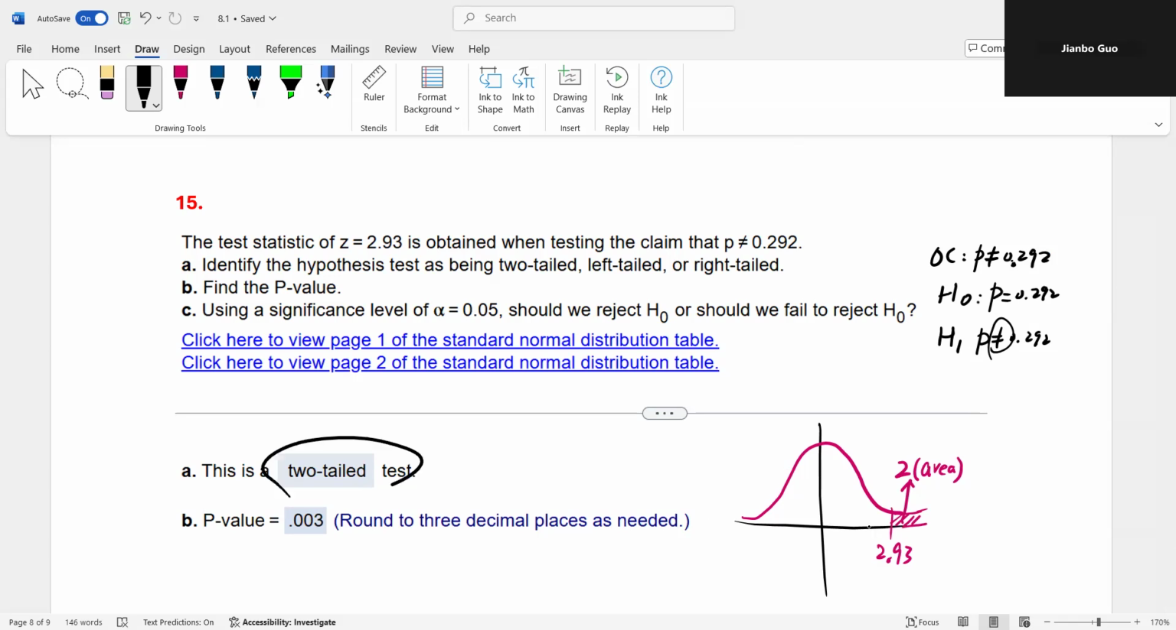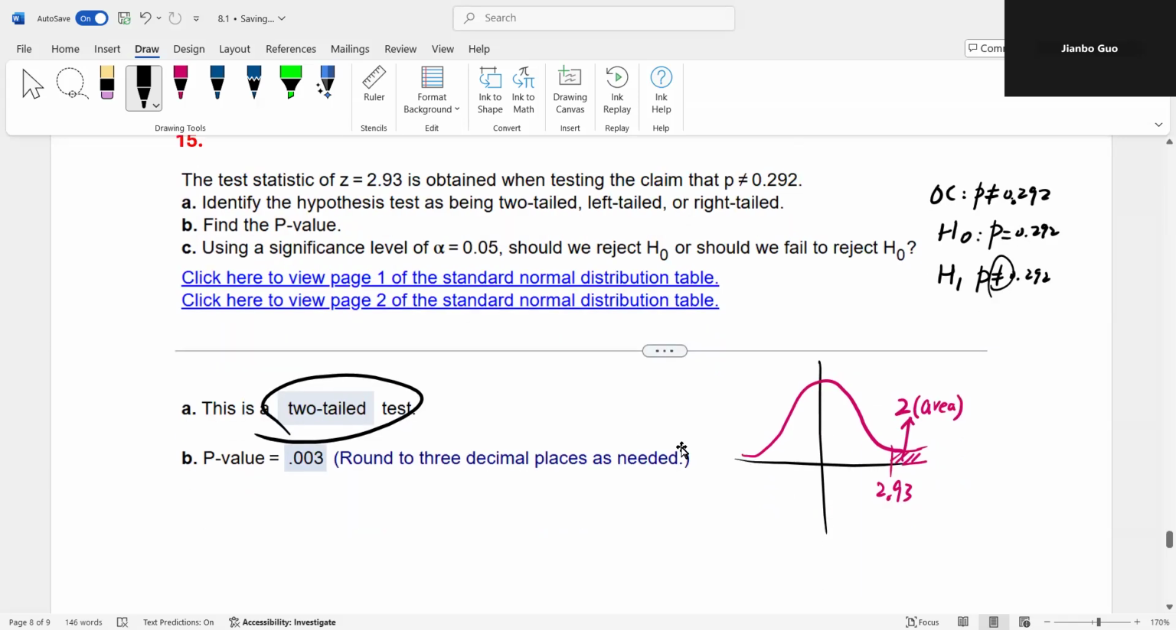Very important. Once you know it is a two-tailed test, the p-value is going to be twice the area of the shaded region. The test statistic here is positive. It falls in the right tail, and the area of the shaded region to the right of 2.93 is just half of the p-value. So very, very important: if the test is a two-tailed test, the p-value is going to be twice the area of the region to the right, the extreme side of the test statistic.